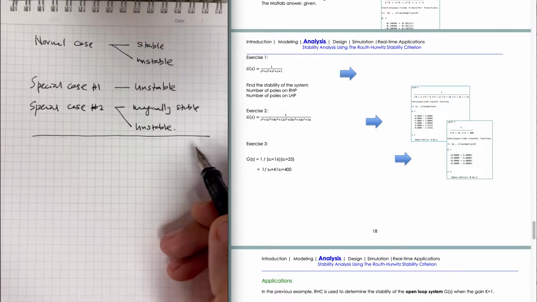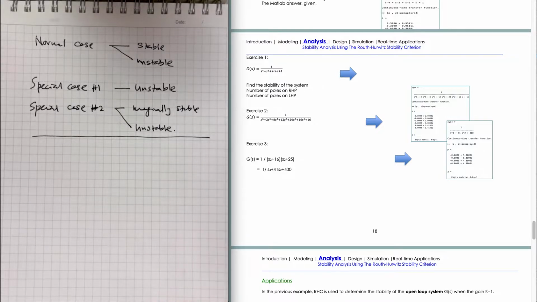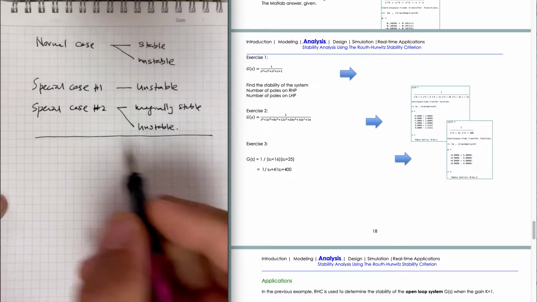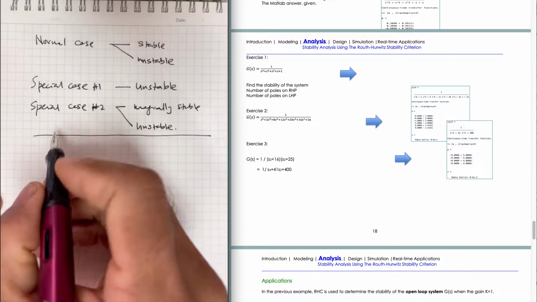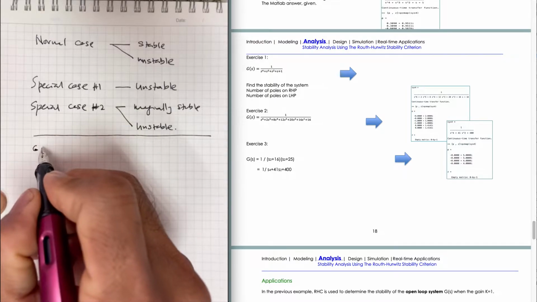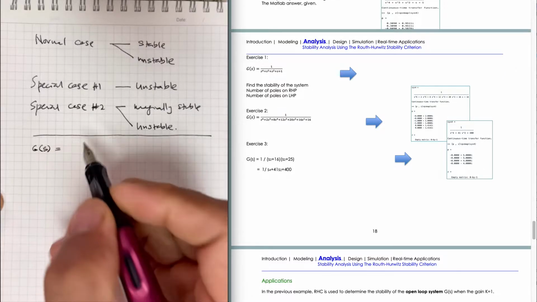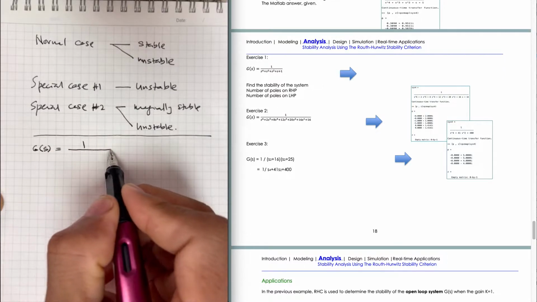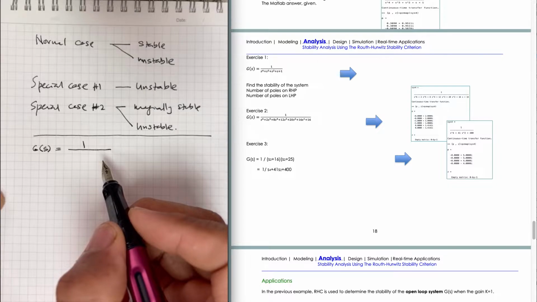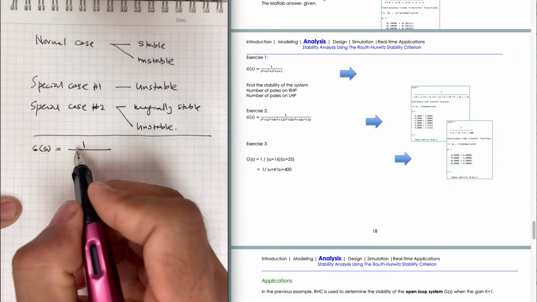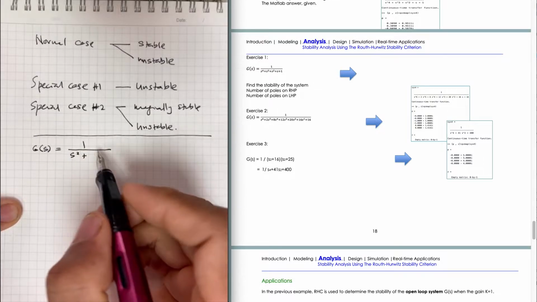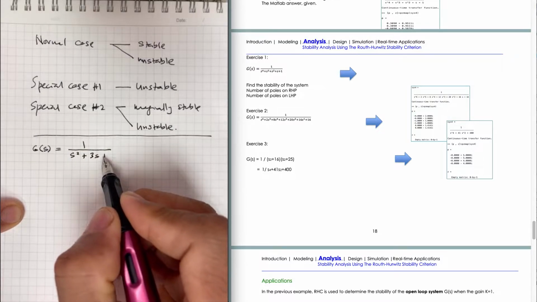I would like to go through a few examples on top of the examples that we have in the notes in the slides. So for the normal case, let's try this simple one, where you can actually guess that the system itself is stable without actually having to solve the RH array. All right, so this is our common example here.